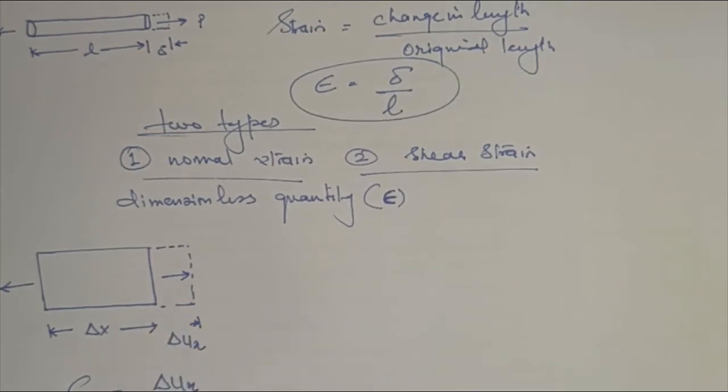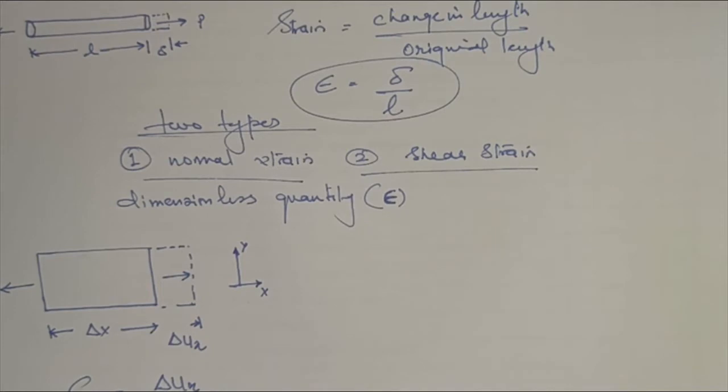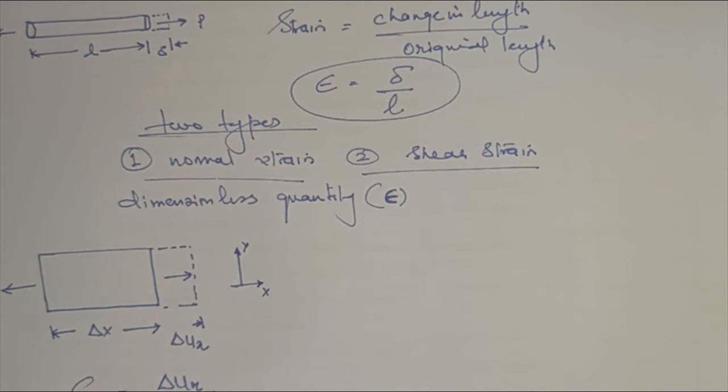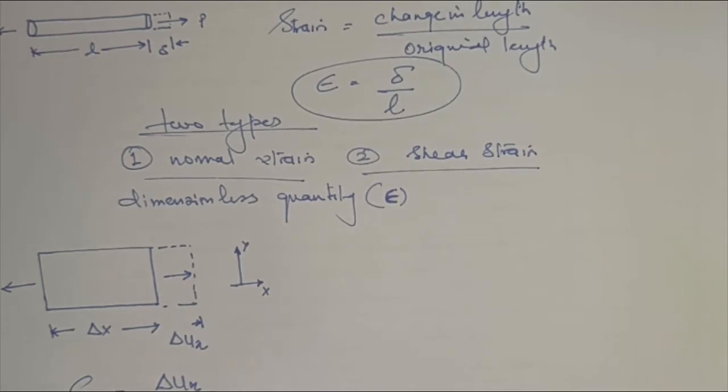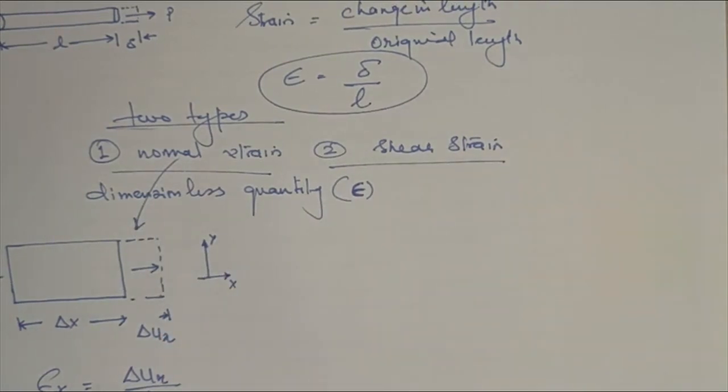This is epsilon x because we usually take the coordinate system in this form. So epsilon y will be delta uy, where u is the deformation again, by delta y. So this will be the strain in the y direction. In a similar way, for the z direction, this will be delta uz by delta z. These are examples of normal strains.